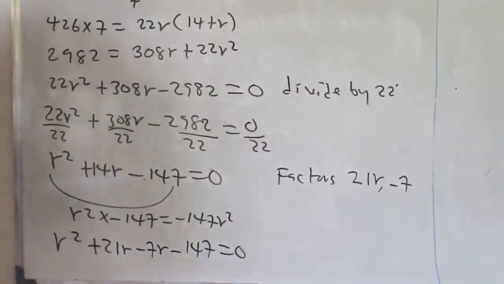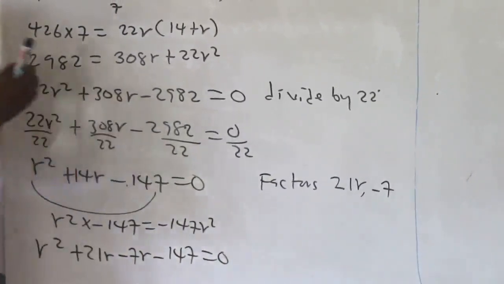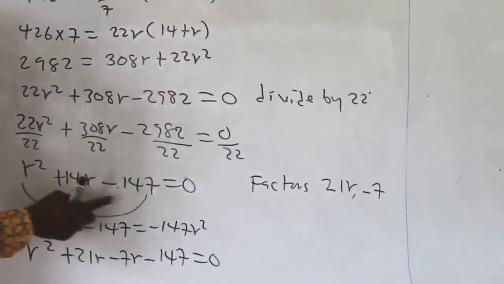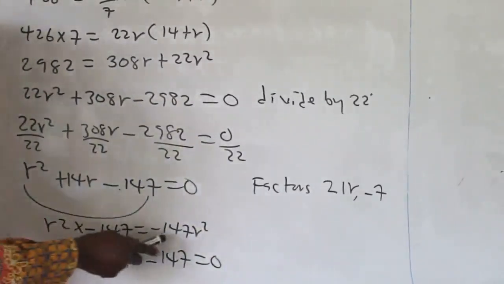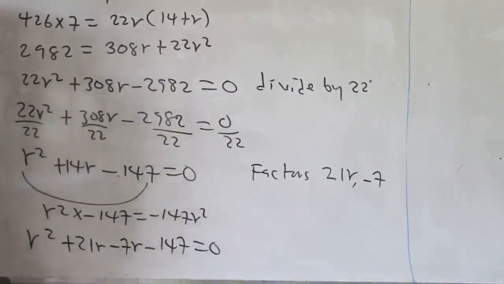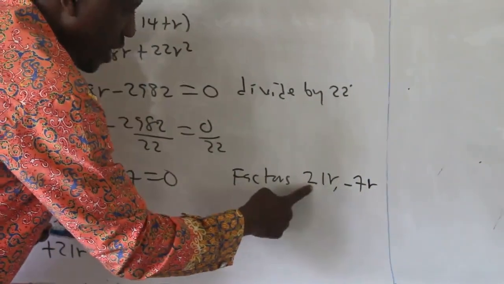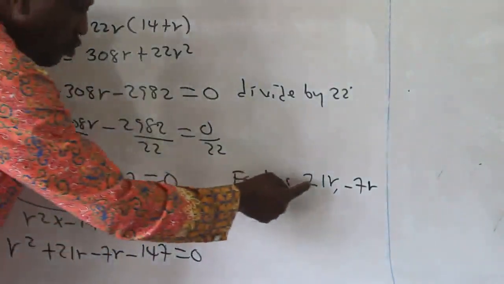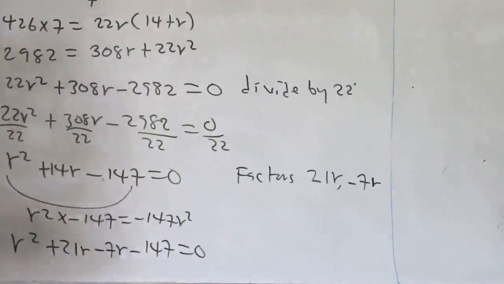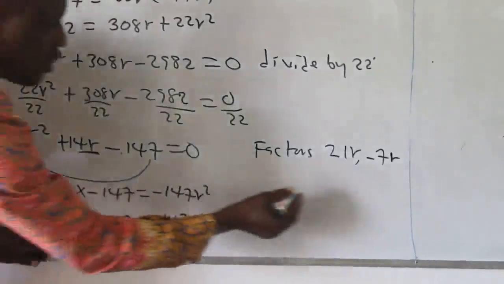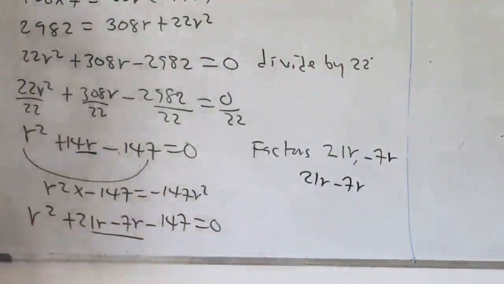Now we factorize. You can use the formula method, you can use the completing the square method, but we are going to use the factorization method here. You multiply the first term by the last term, which is minus 147r squared. Then we find two factors of 147 such that the difference will give us 14. So we have 21r and 7r, because 21r minus 7r will give us 14r, and 21r times minus 7r will give us minus 147r squared. So in place of 14r, we now have r squared plus 21r minus 7r minus 147 equals 0.